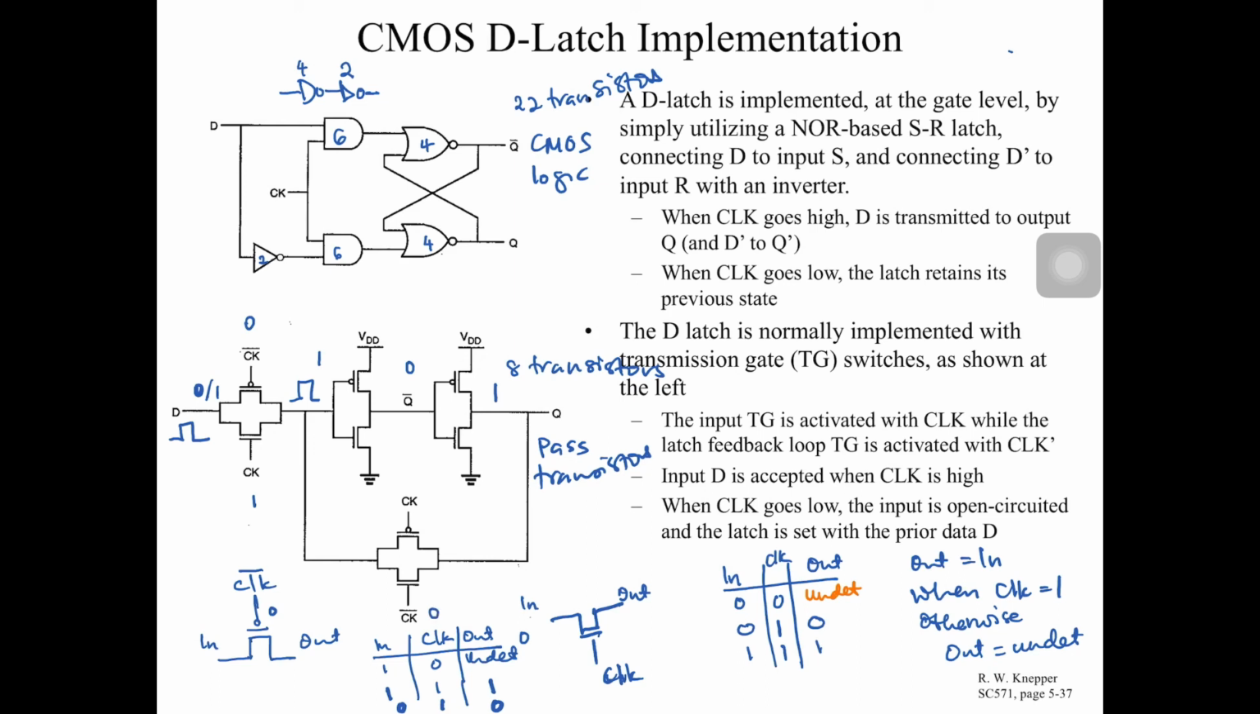This is 1, clock bar is 0. And clock is high, but this is 0 in an NMOS and 1 at a PMOS. So this will be open. So the output will be 1.